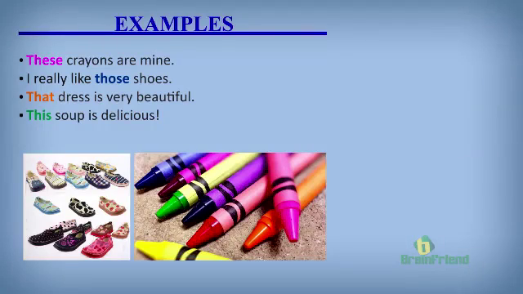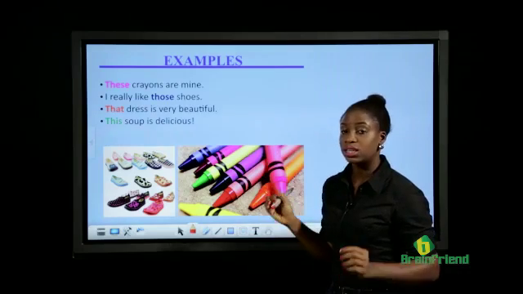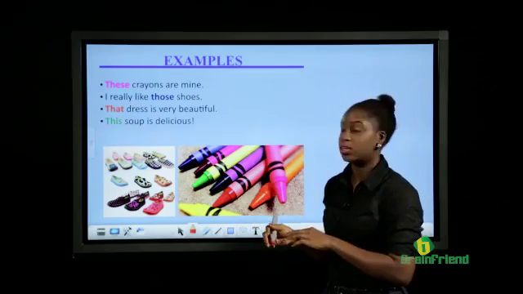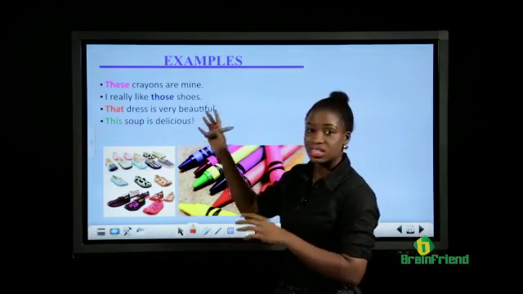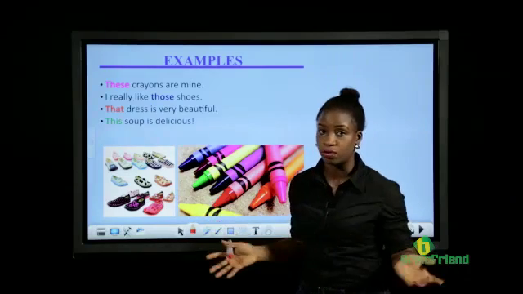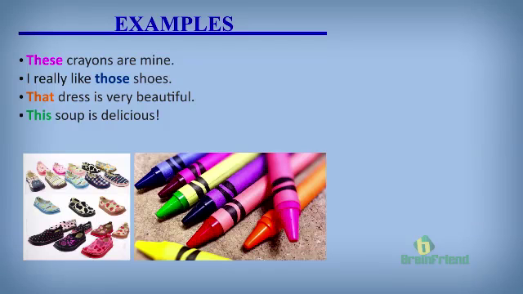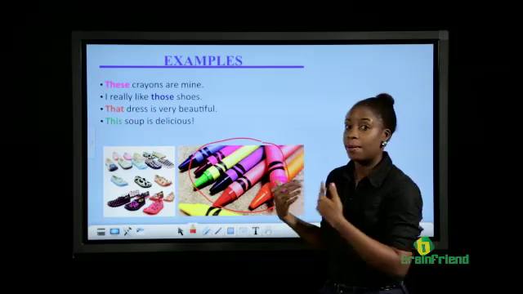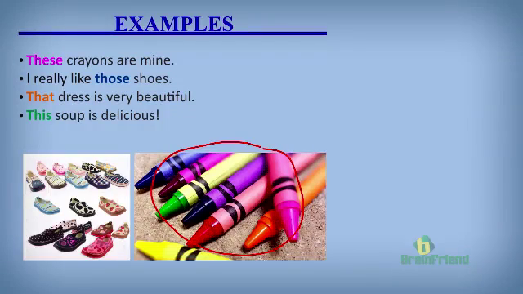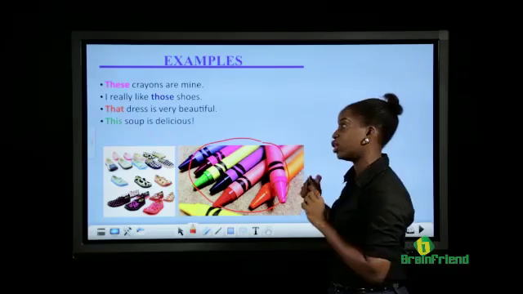These crayons are mine. Demonstrative adjectives. They point to the particular thing that you're talking about. If I say crayons are mine, you'll be wondering which crayons. Maybe you have crayons scattered all over. When I say these crayons, I'm showing you that these particular crayons, these ones, are mine. Demonstrative adjectives help to point or show the particular noun that is being referred to.